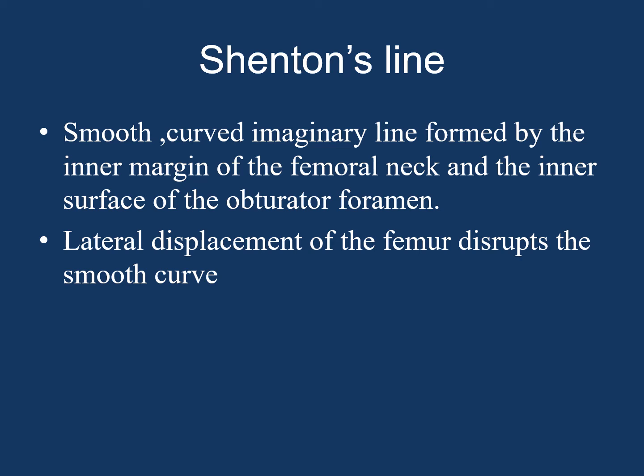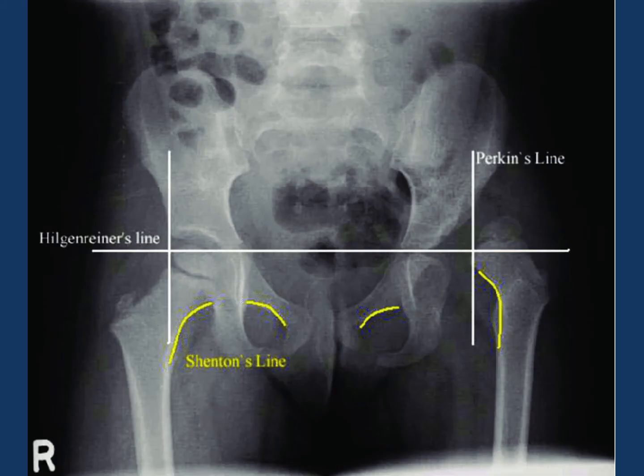A Shenton's line is a smooth, curved imaginary line formed by the inner margin of the femoral neck and the inner surface of the obturator foramen. Lateral displacement of the femur disrupts the smooth curve. So here is an example of the Shenton's line. It should be smooth, and on the other side, you see there's disruption, okay, of this yellow line which represents the Shenton's line.